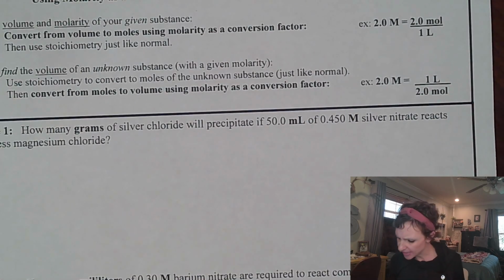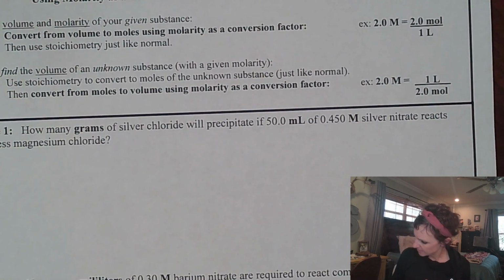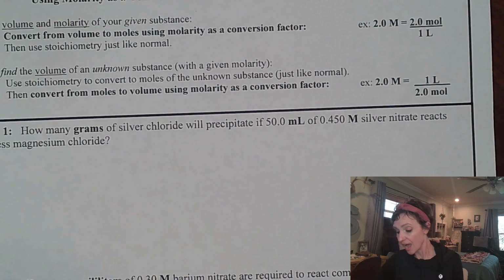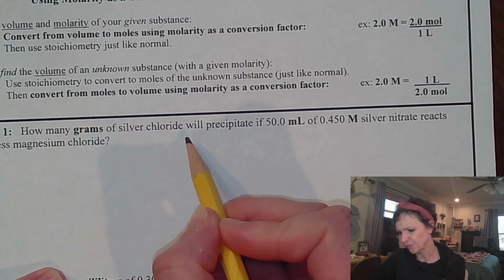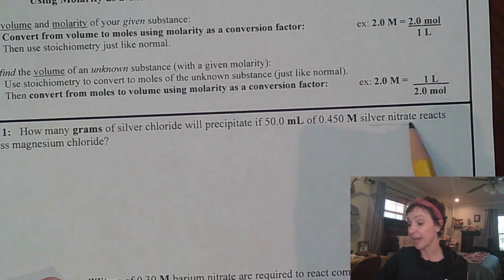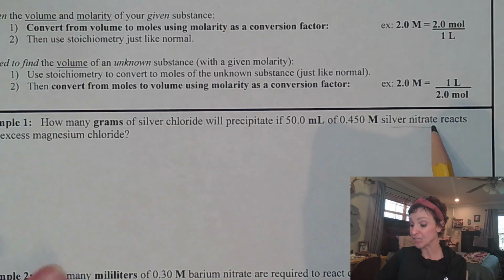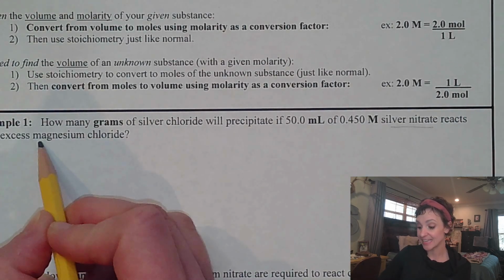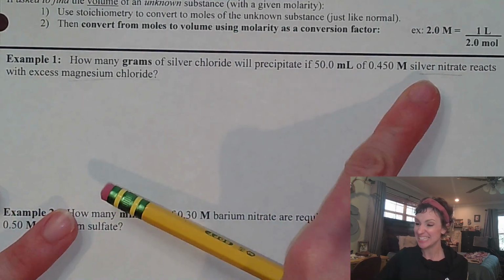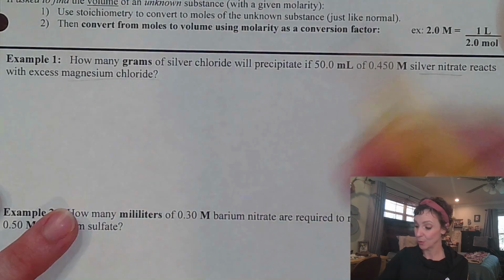Okay, how many grams of silver chloride will precipitate? So there's no chemical reaction for me. I need to first write my chemical reaction equation. So who are the players here? Who is starting who? I say how many grams of silver chloride will precipitate if 50 milliliters of silver nitrate is my first reactant and reacting with excess magnesium chloride. So I've mapped out who my reactants are. It is silver nitrate and magnesium chloride.